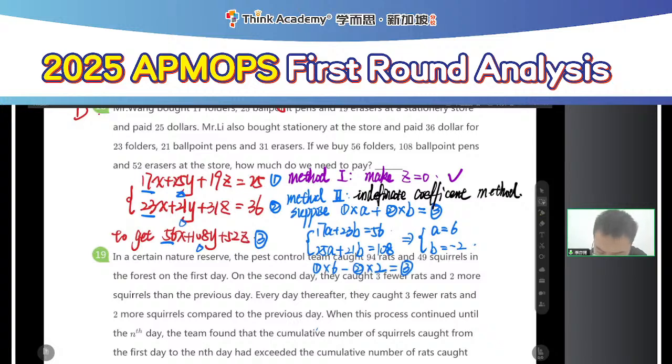So the final value would be the value of the first one times 6 minus the second one times 2, which is 78, which is 70. So this question is difficult. In the indefinite coefficient method, it's not that common in primary school. But you can find a similar question in our guidebook. So if you do the guidebook paper, right?